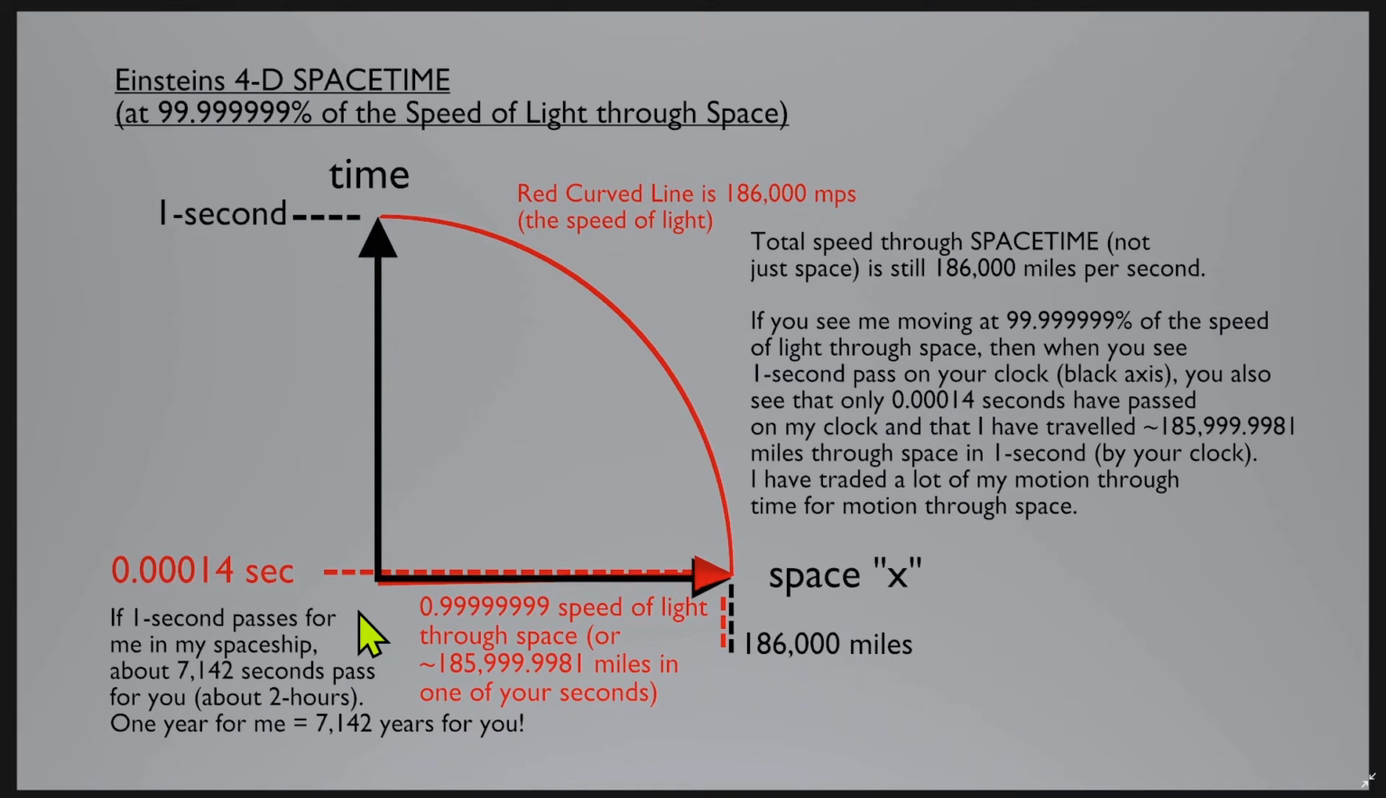So if 1 year goes by for me, if I make a round trip in my spaceship that takes 1 year, I go out somewhere into space and come back to the planet Earth, 7,142 years will have passed on Earth, where only 1 year has passed for me, because I have traded almost all of my motion through time for motion through space. Remember, it's always a trade-off. You're always moving at the speed of light through space-time.